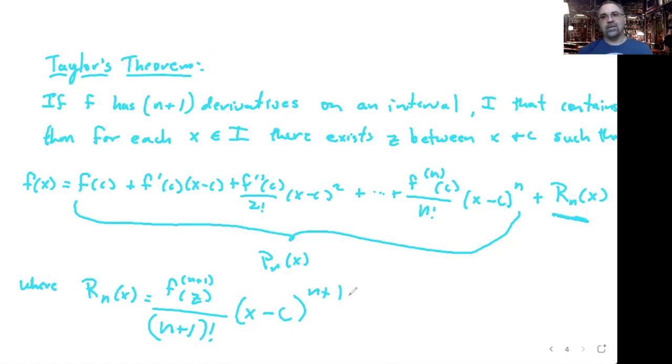The problem is that darn z term again. We don't know what z is. In fact, if we knew what z was exactly, there'd be no need to approximate the function with this polynomial anyway. We'd know exactly what the remainder was. There'd be no more approximating. We could find exact values. So that's where Lagrange comes in.